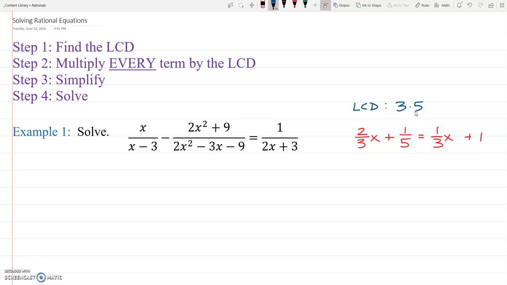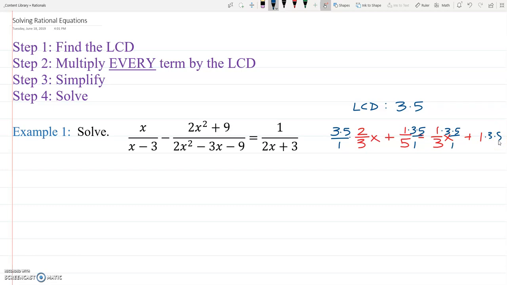I take this first fraction, 2/3 x, and I'm going to multiply it by 3 times 5 over 1. Okay, and I wrote it as a fraction because we're going to multiply straight across since it's a fraction. Okay, next term, 1/5, and I'm going to multiply that by 3 times 5 over 1. This 1/3 x, I'm going to multiply that by 3 times 5 over 1. And this last guy, I'm going to multiply by 3 times 5. Okay, I don't need to do over 1 there because it's not a fraction.